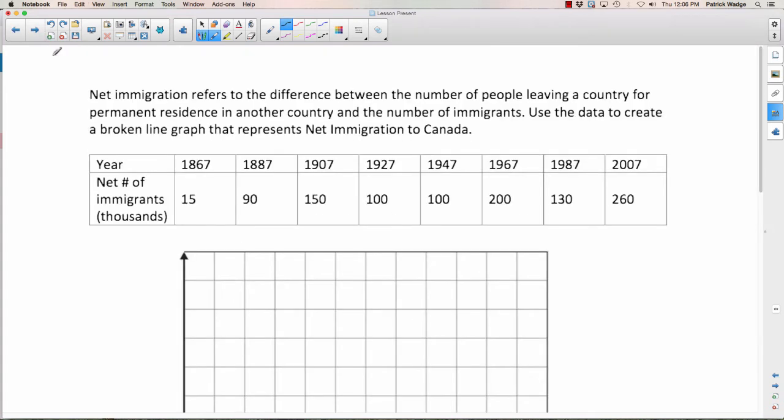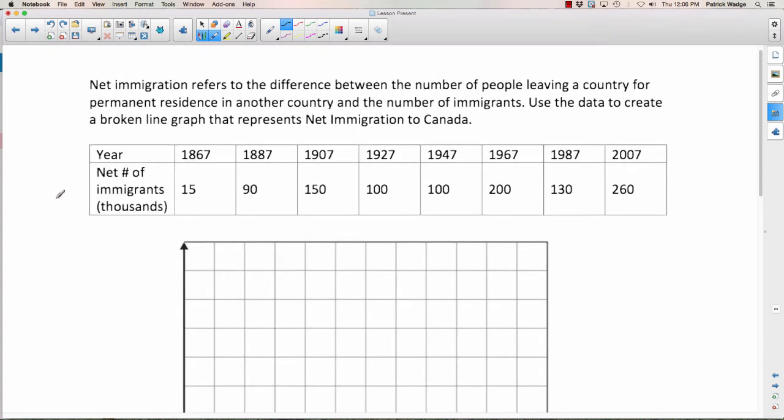Now let's make one. So we're going to make a broken line graph. It refers to net immigration. And net immigration is the difference between the number of people leaving a country for permanent residence in another country and the number of immigrants. So for example, in this case we're looking at Canada, net immigration to Canada. Some people every year leave our country, Canada, and go and live in other countries. Maybe they go live in the United States.